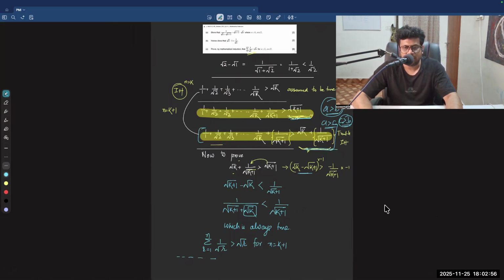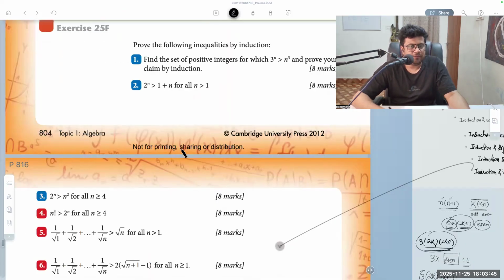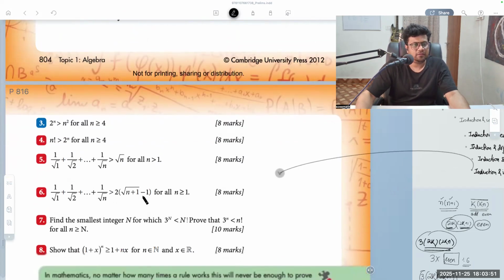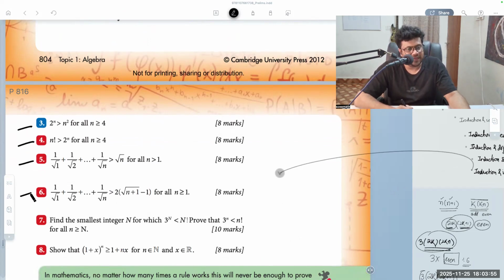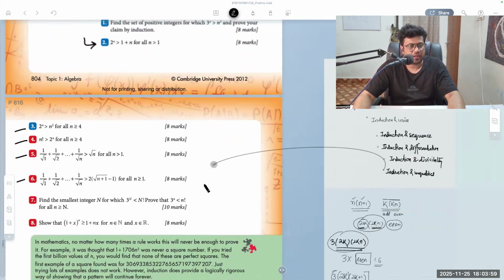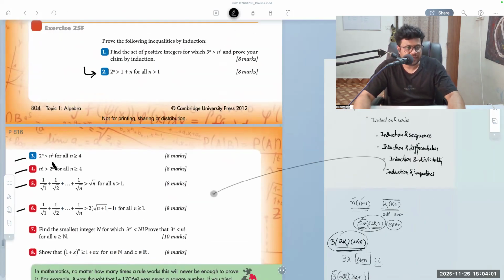Now I'll show you some questions you would want to do. Take a screenshot of this one, and then you want to do this, this, this, and this. You take a screenshot, okay? You go question number 2, 3, 4, 5, and 6. If you end up doing these questions, you are fine with inequalities.